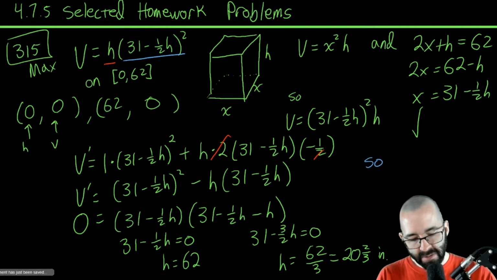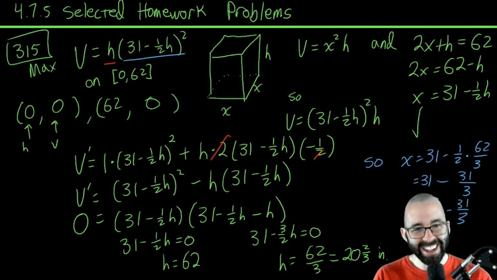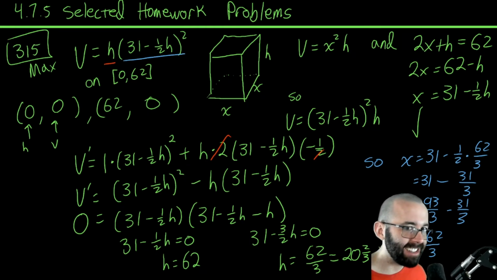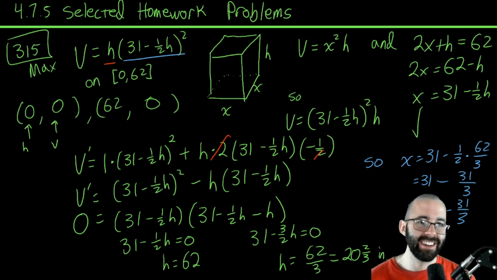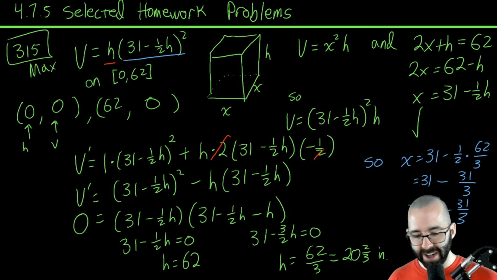That's where we'll finish. So x is 31 minus 1/2 times h, which is 62/3. That's 31 minus 31/3. That's 93/3 minus 31/3. That is 62/3. Really, it's the same answer, so the base and the height are the same. A cube. It kind of makes sense, I guess, that it would be a cube. All right, that should be our answer.